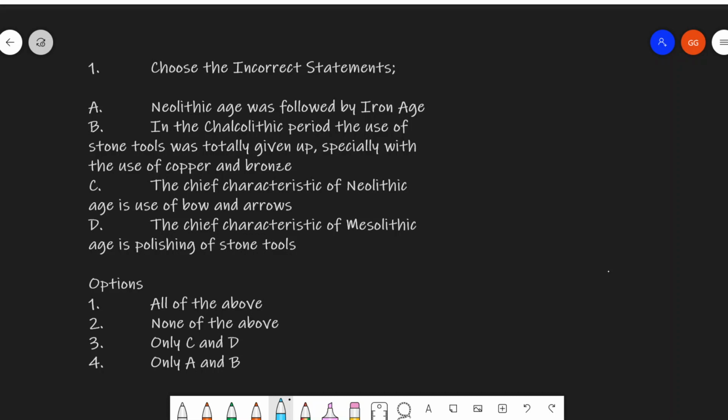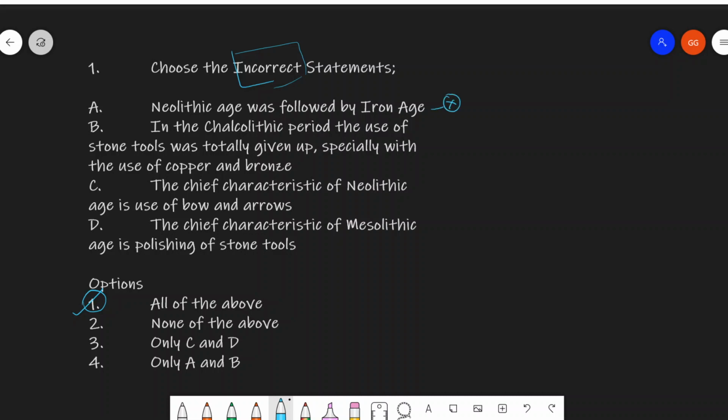Now firstly, it's asking us about the incorrect statements. Very important. Now, if you see here, the correct answer is all of the above. All of the above statements are incorrect. Let's understand a little about this. You see, the Neolithic age was followed by Iron Age.